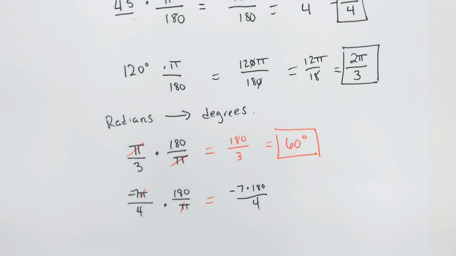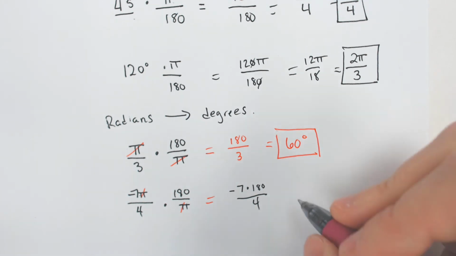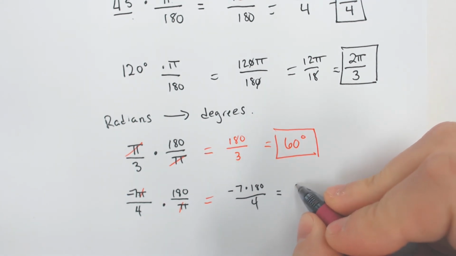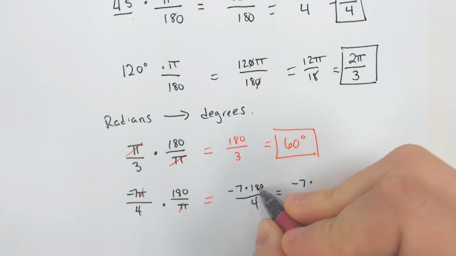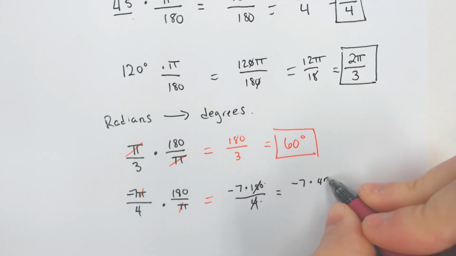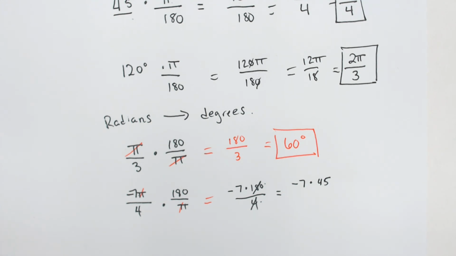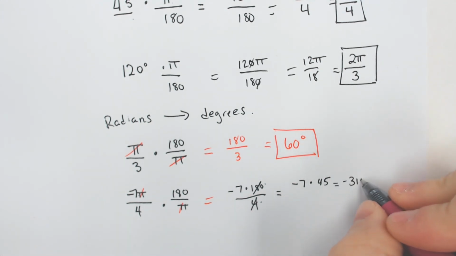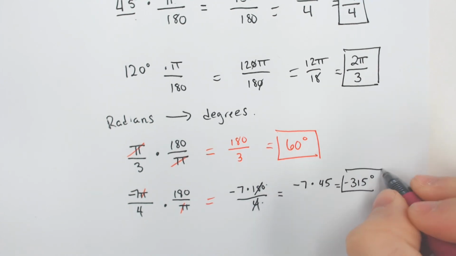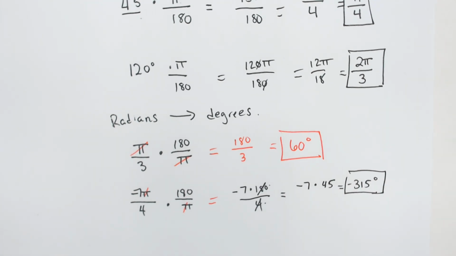So what is 180 divided by 4? Let's see. 180 divided by 4 is 45. So we really just have negative 7 times 45, and that is much easier to do. And you get negative 315 degrees. And it is okay to have negative degrees and negative radians. That really just is implying in which direction you would go around a circle, whether you wanted to go in a positive direction or a negative direction to spin around a circle.